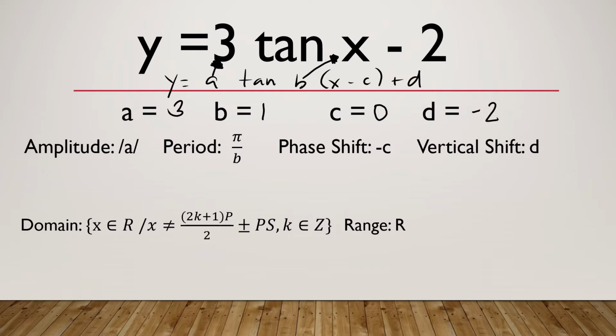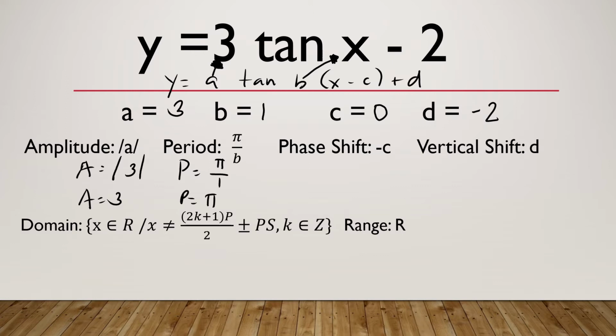After that, we can now identify the values of amplitude, period, phase shift, and vertical shift. For amplitude, we have a equal to the absolute value of 3, so the amplitude is 3. For period, we have p equal to pi over b. Our b is equal to 1, so therefore the period is equal to pi.